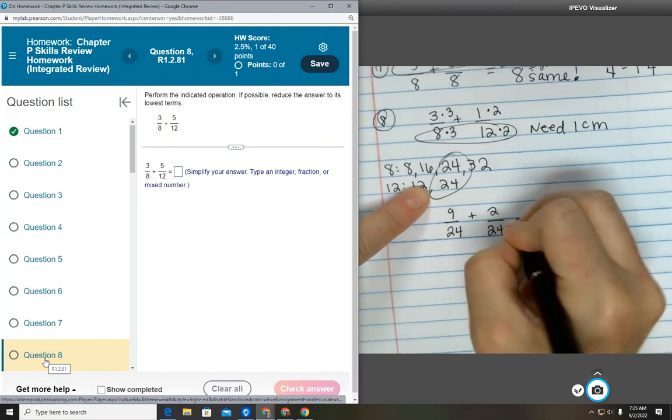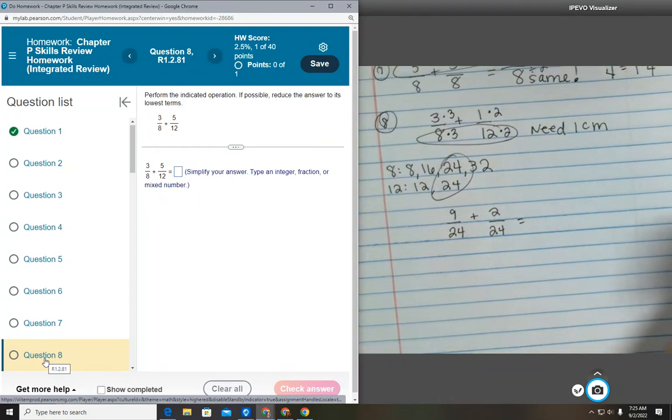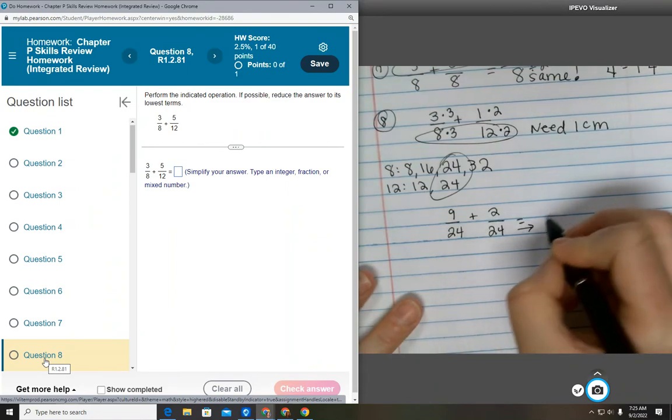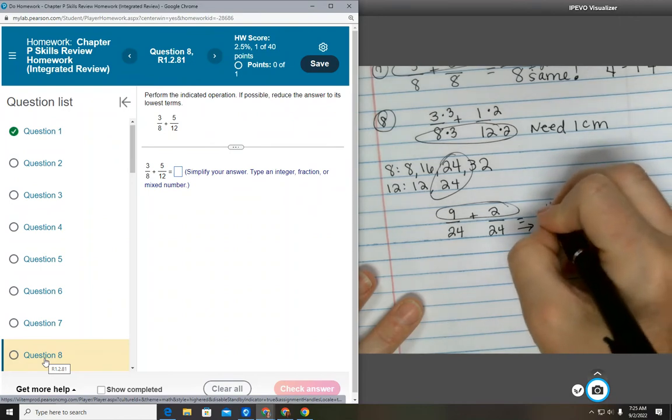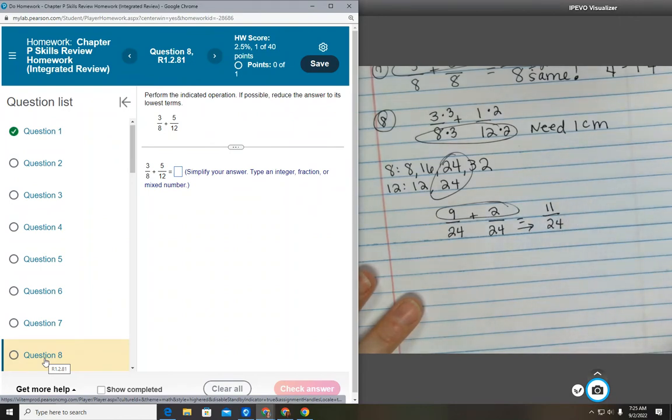2 over 24. And then remember with fractions, you keep the same denominator. So this just becomes 24. And you actually add these numerators. Then you look and see if you can reduce or change to a mixed number, and you can't on that one.